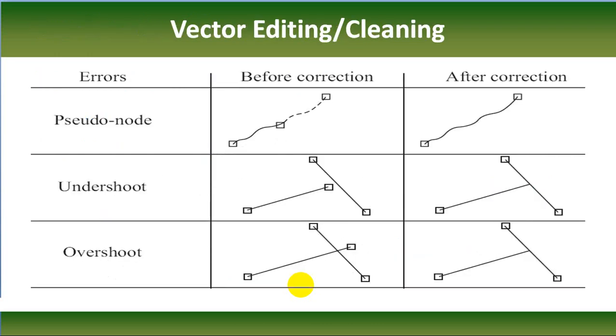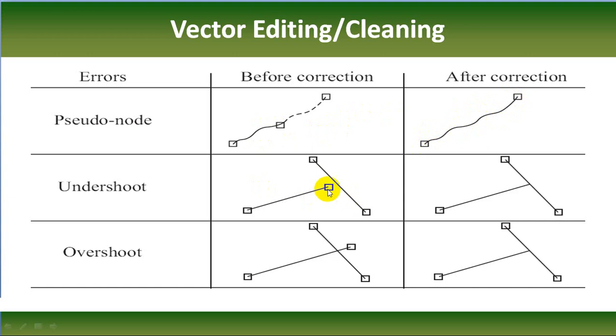So here are some of the vector editing or vector cleaning operations I present in front of you. This is called pseudonode error. Two line objects share a common node. If you find such an error, then GIS software will remove this node, join these two lines and create a single line for you. So two lines transform into a single line.